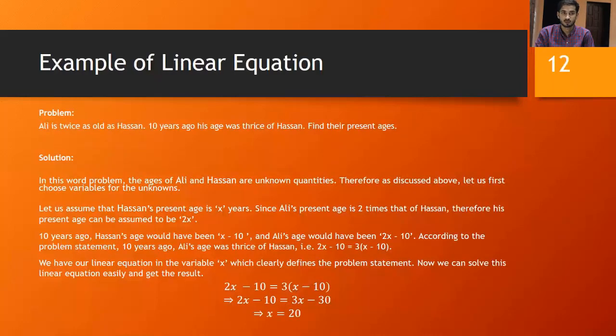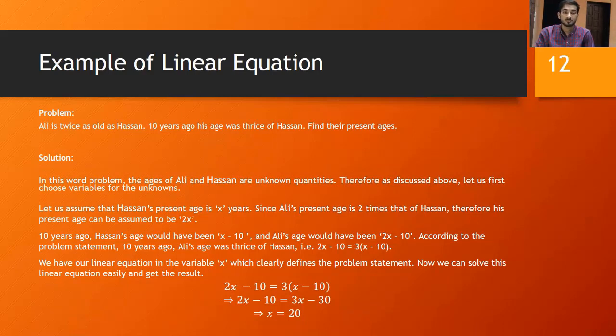Example of linear equation. So we have one problem. Let me tell you the problem. The problem is: Ali is twice as old as Hassan. 10 years ago, his age was thrice that of Hassan. Find their present ages. So here's the solution.